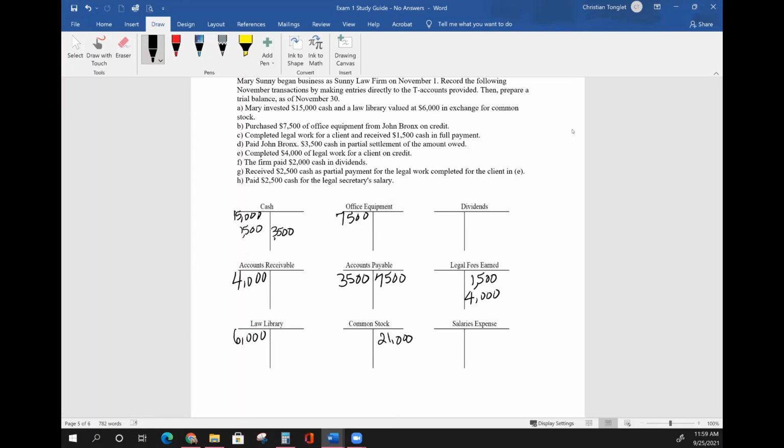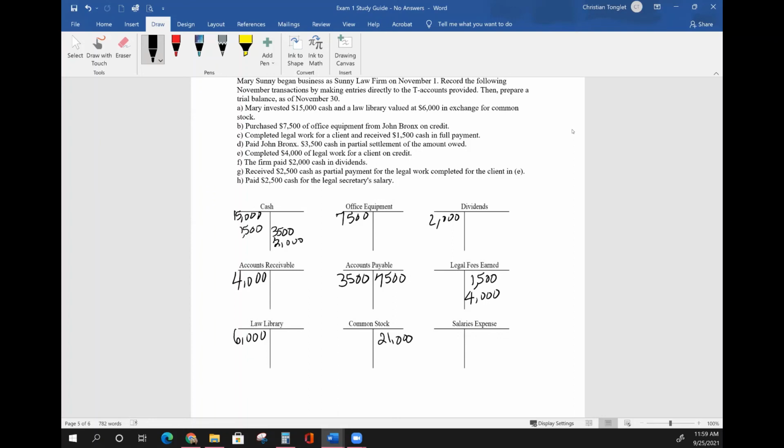F, the firm paid $2,000 cash in dividends. Now I'm spending $2,000. It's going out. So I've got to credit $2,000 in cash. I'm paying dividends. Dividends go against my income, right? So it's going to be a debit instead of a credit. So I'm debiting $2,000. So you see how each time we have a transaction, it's debit, credit, debit, credit. And so everything's in balance.